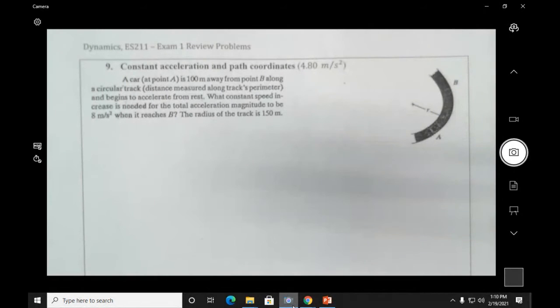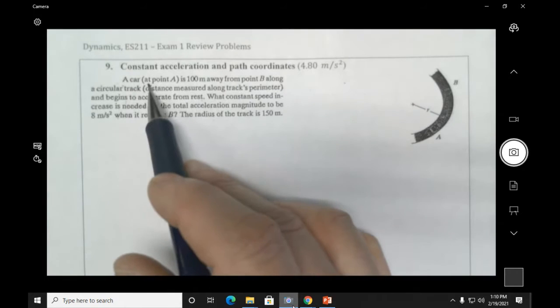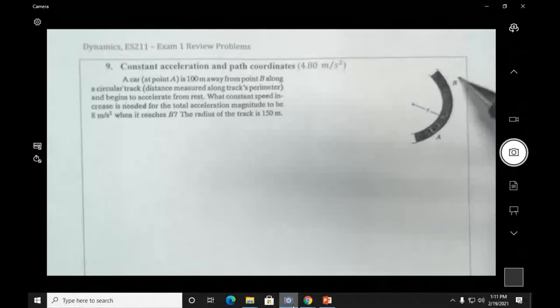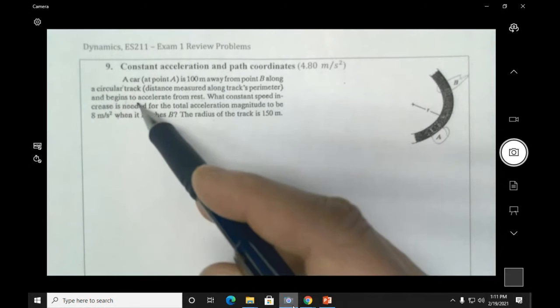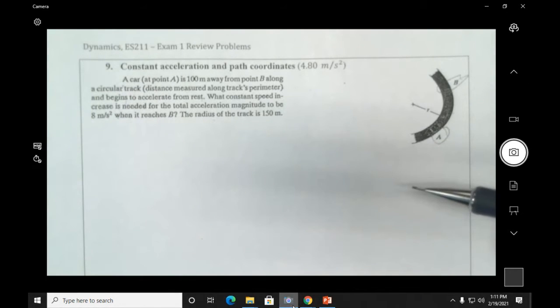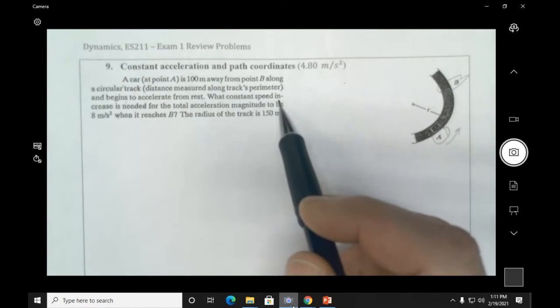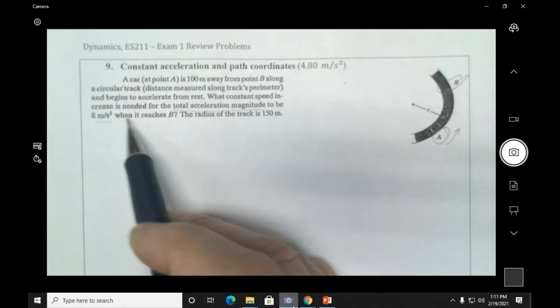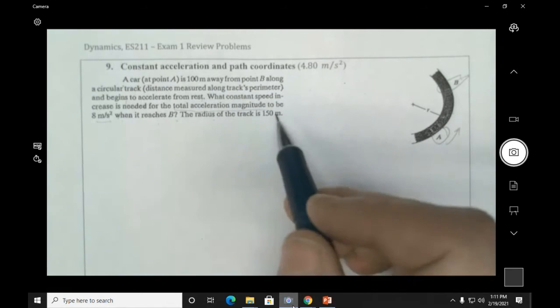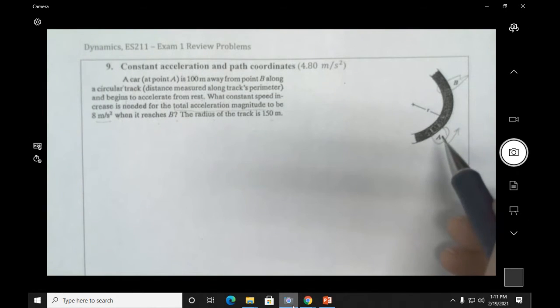You can barely see that car right there, right? Okay, so they tell us that a car at point A is 100 meters away from point B, along a circular track, the distance measured along the track's perimeter, and begins to accelerate from rest. So I guess he's going to travel in that direction. What constant speed increase is needed for the total acceleration magnitude to be 8 meters per second squared when they reach B? The track is 150 meters right there.